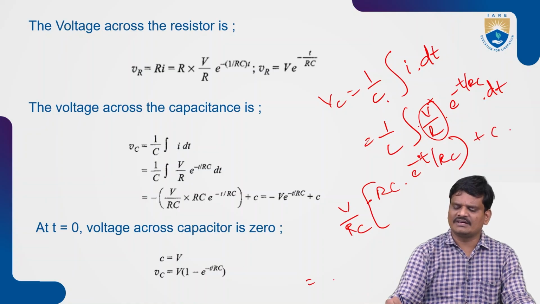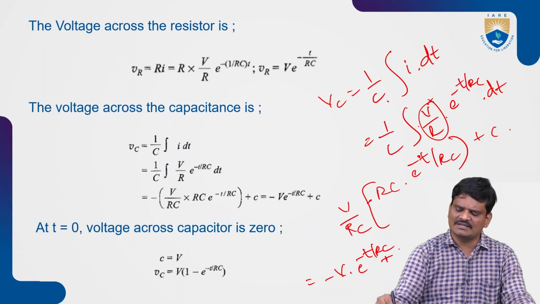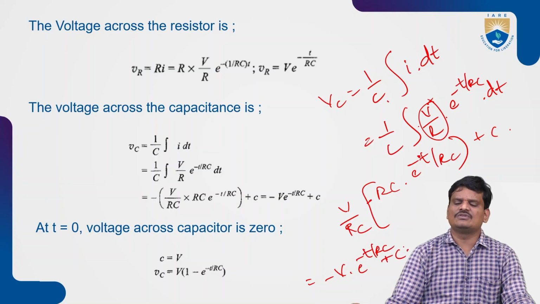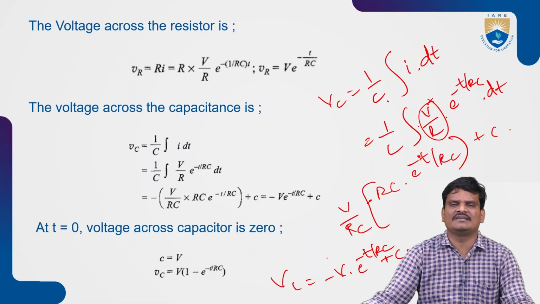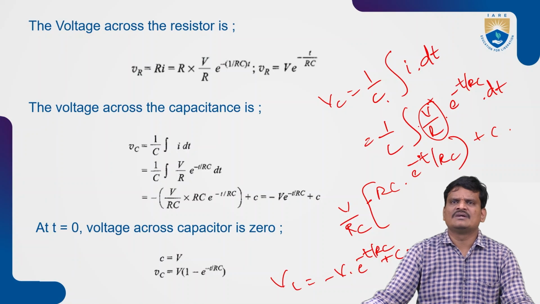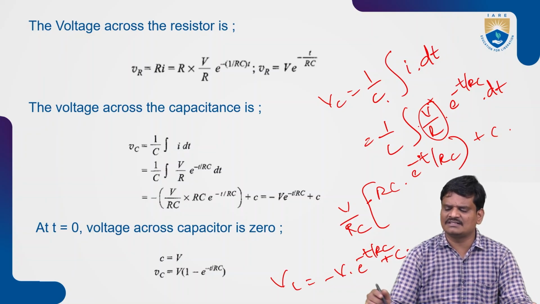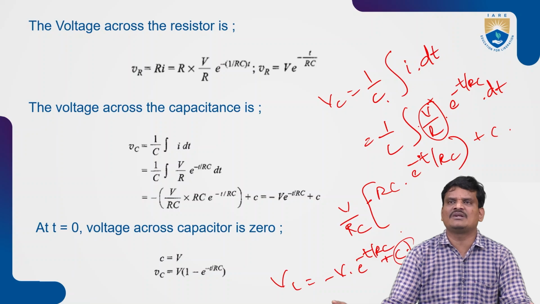Or else I can also read it as minus V into e to the power of minus t by RC plus some constant C. So this is the expression for the voltage across the capacitor that is present in a circuit. Similarly, if you want to calculate the value of this constant which is present here, there is one more constant that has been obtained after applying the integration for this.